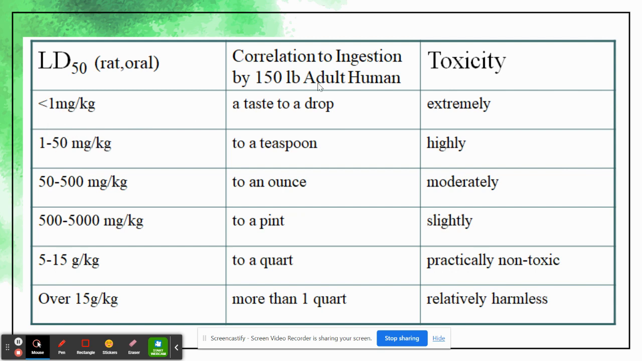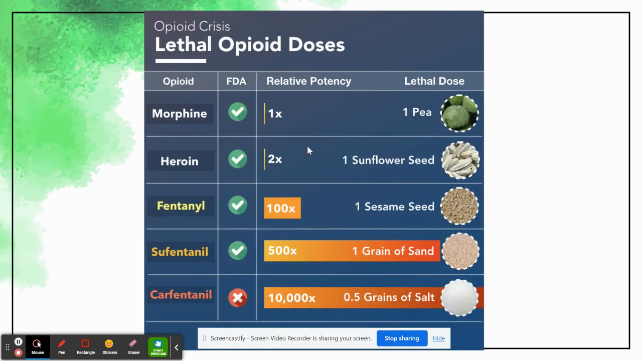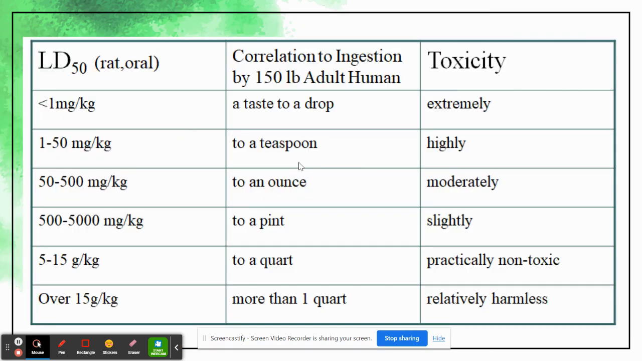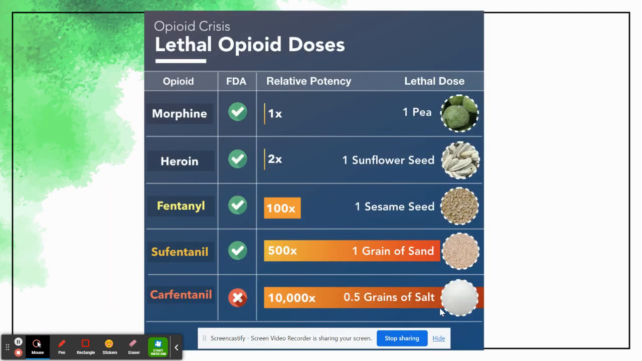But if we were to scale it up to a human, something that would be considered highly toxic would be like a teaspoon's worth would be enough to kill you. Then all the way up to where it's something relatively harmless. So even something like water is technically toxic. It's relatively harmless, but if you consume enough of it, you will die. So everything technically has an LD50. It just depends on if you're able to consume the LD50 quantity that would be deadly.